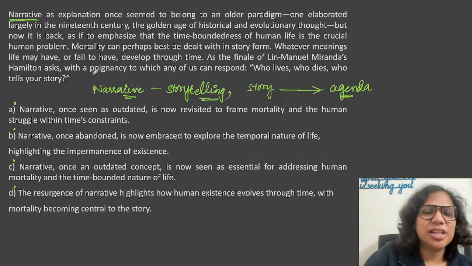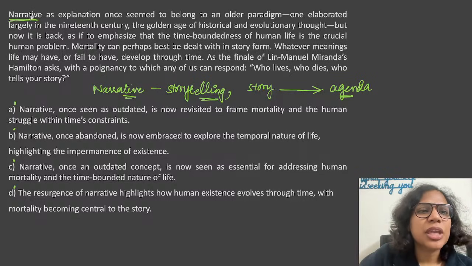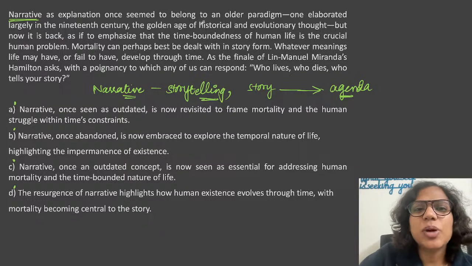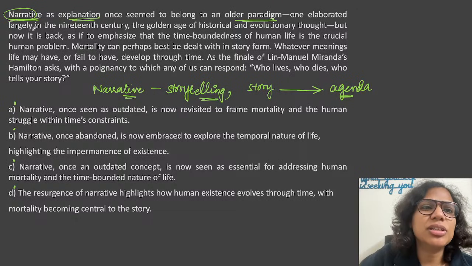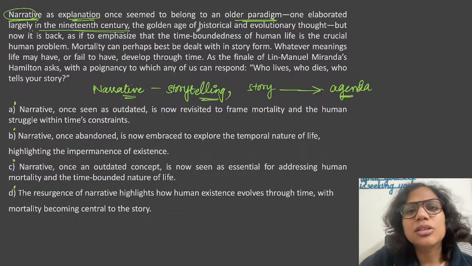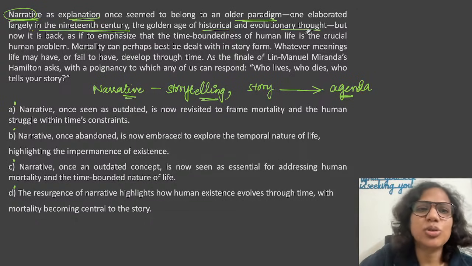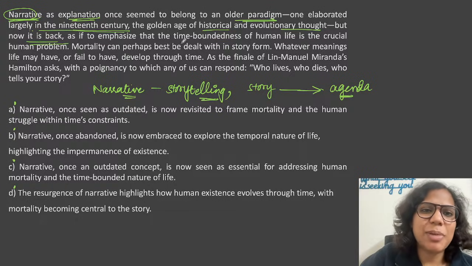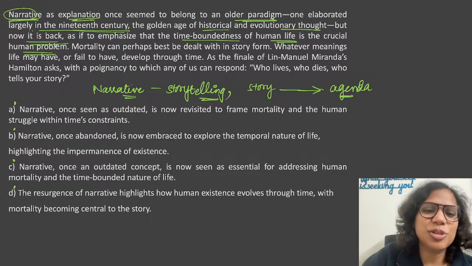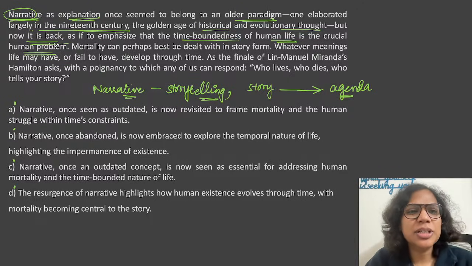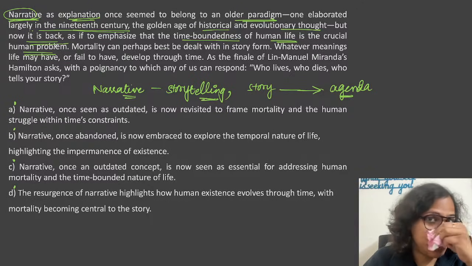अब देखते हैं यहाँ पे क्या मीनिंग है नैरेटिव का. Narrative as explanation once seemed to belong to an older paradigm, कि हम एक्सप्लेन करने के लिए स्टोरीज़ का यूज़ करते थे पुराने टाइम में. Once elaborated largely in the 19th century, the golden age of historical and evolutionary thought. But now it is back as if to emphasize that the time boundedness of human life is the crucial human problem. तो अब दोबारा से नैरेटिव इज़ बैक.